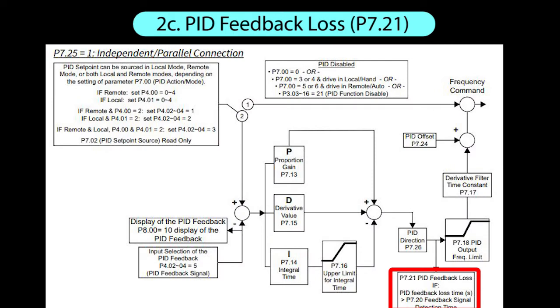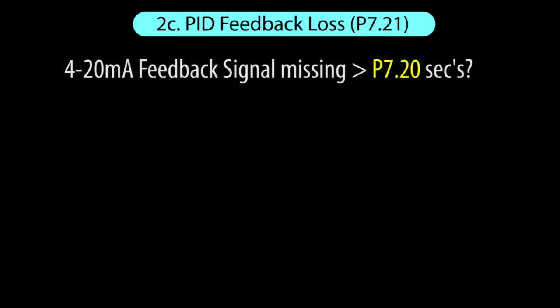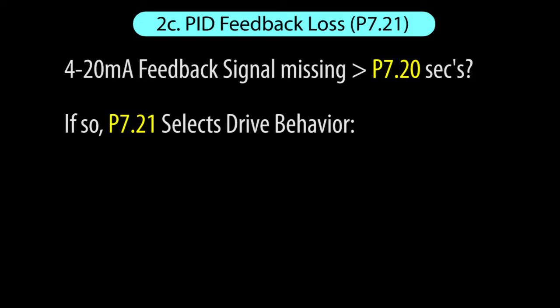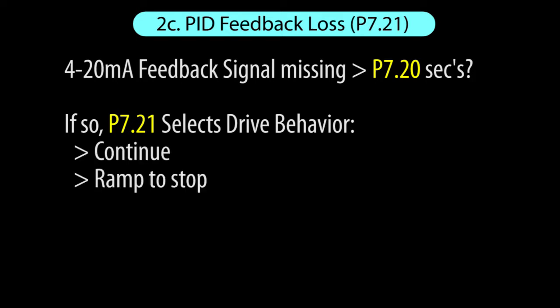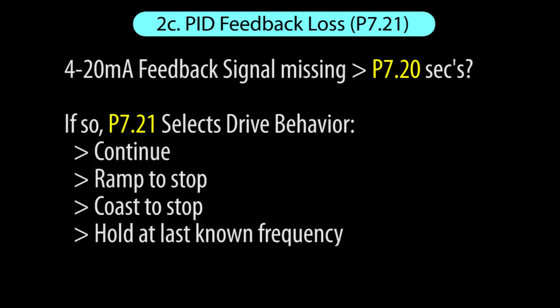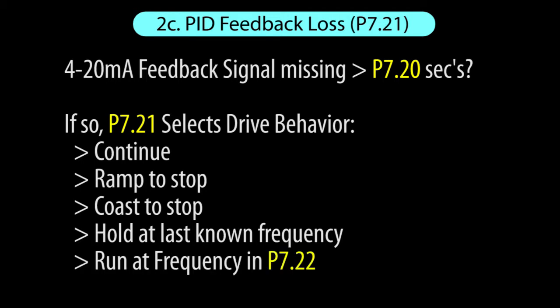Parameter 721 determines what the drive should do if it loses a 4 to 20 milliamp feedback signal. When the drive sees that there's no current flowing for a period longer than the time in parameter 720, then it can continue, ramp to a stop, coast to a stop, operate at the last known frequency, or issue a warning and run at whatever frequency you put in parameter 722. This feature is turned off if parameter 720 is a 0, and of course it doesn't work on voltage inputs.